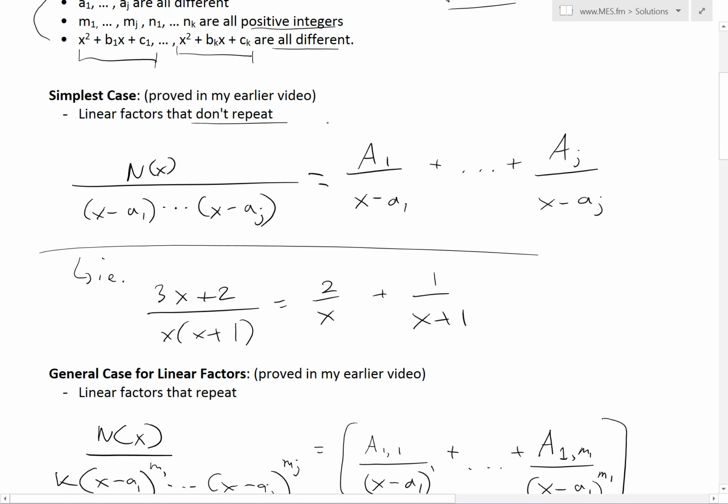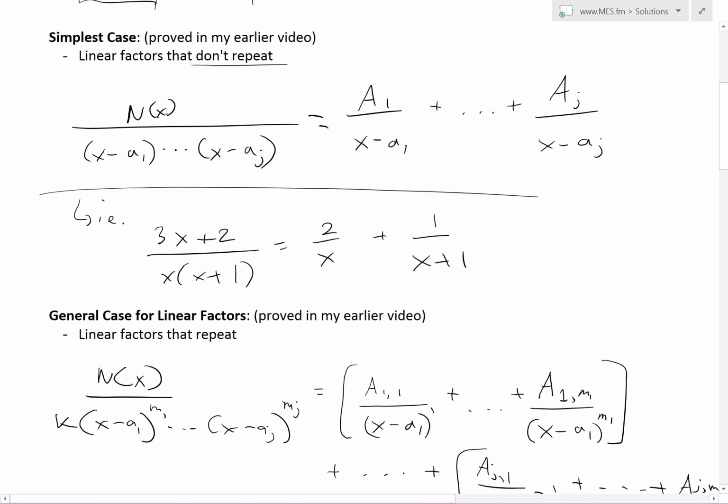So now the simplest case, which I proved in my earlier video, is basically linear factors that don't repeat. So this is the one we went over. This was when you have something like this, where 3x plus 2 divided by x plus 1. So as you can see, these are all linear factors. It's an x, there's no x squared or x cubed, etc.